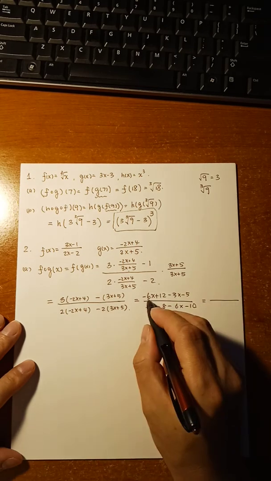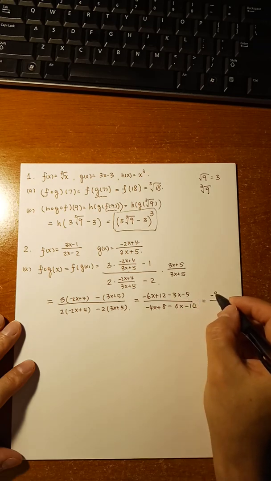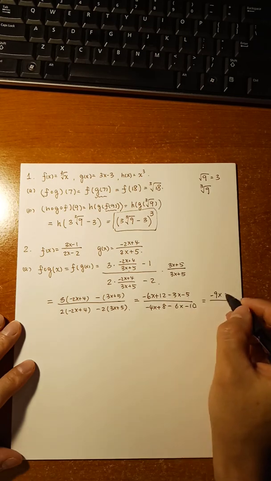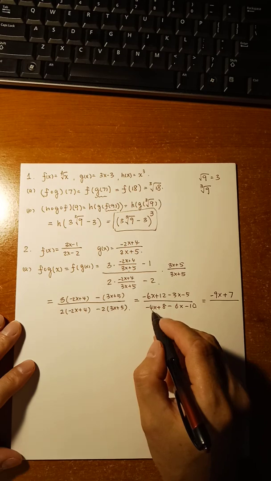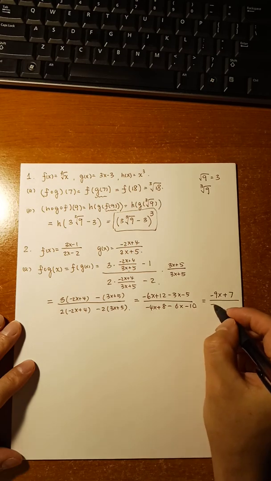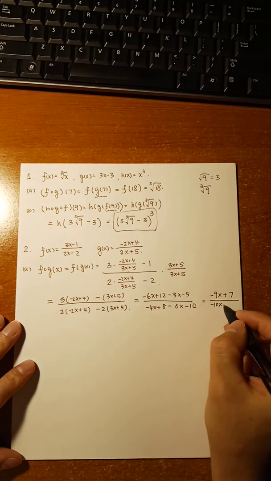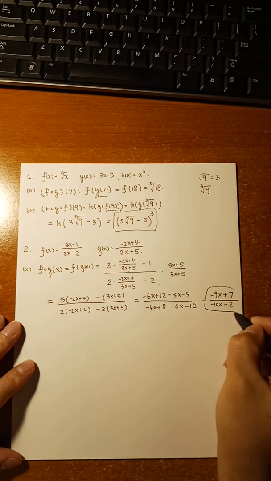So we have negative 6x minus 3x, negative 9x. 12 minus 5 is plus 7. Negative 4x minus 6x, negative 10x. 8 minus 10 is negative 2. So this is the formula.